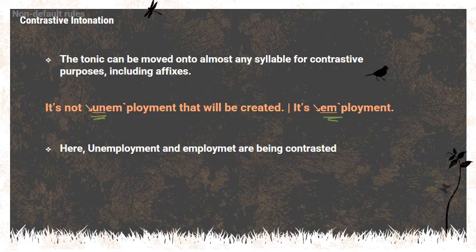The tonic can be moved onto almost any syllable for contrastive purposes, including affixes. For example, it's not unemployment that will be created, it's employment. Here, un and im are being contrasted by the speaker.